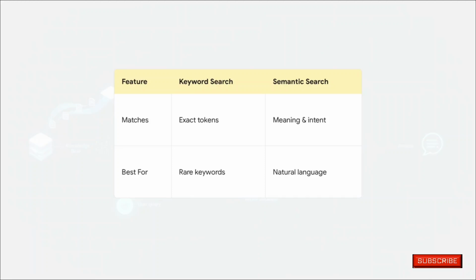You have keyword search, like BM25, which is highly literal. It's totally perfect if you're searching for exact tokens, think error codes, part numbers, or specific legal IDs. Then you have semantic search, which matches meaning and intent. That makes it ideal for natural language questions where a user might use totally different words to describe the exact same concept. More often than not, the very best enterprise systems actually just use a hybrid of both.